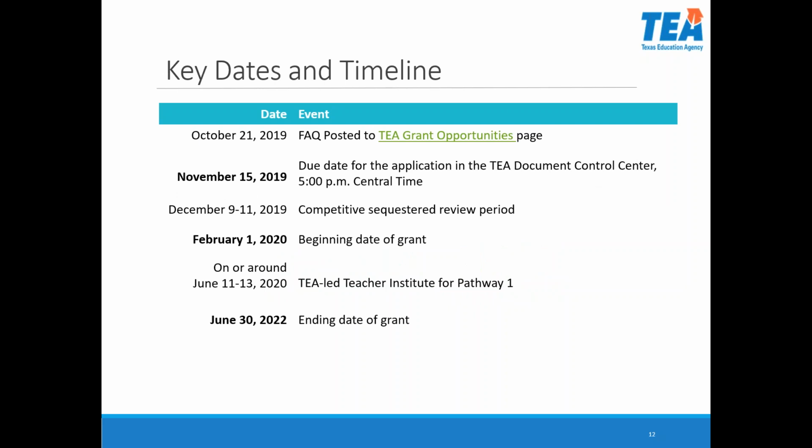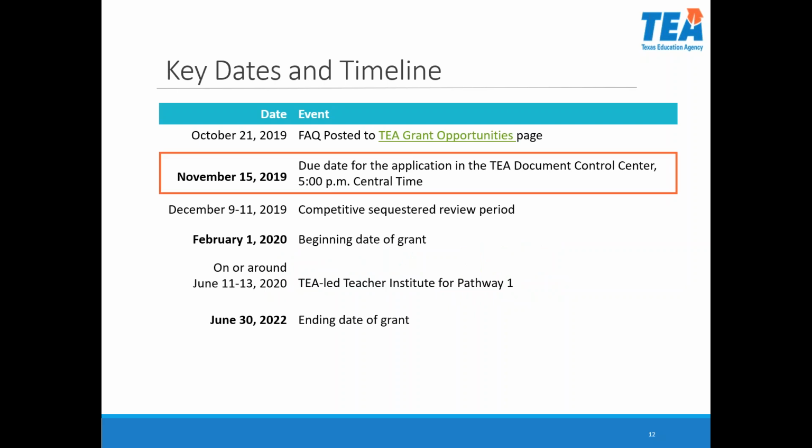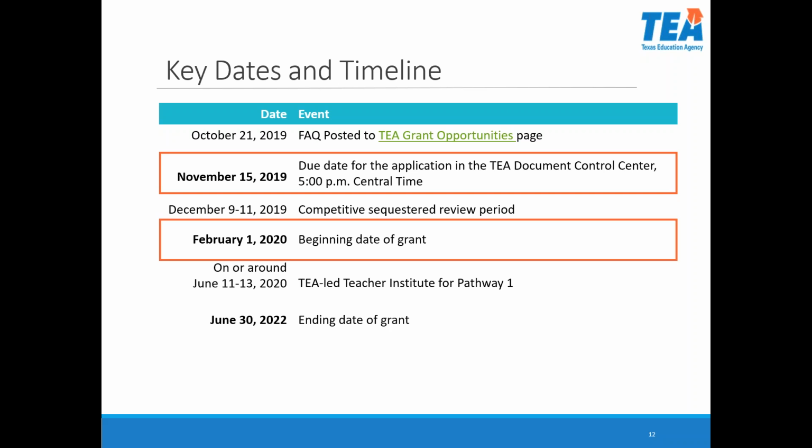Key dates and timelines for the Grow Your Own Grant are included within the program guidelines and the table shown. Note that the due date for the application is November 15th, 2019 by 5 p.m. Central Time. And grants are officially awarded on or after February 1st, 2020.